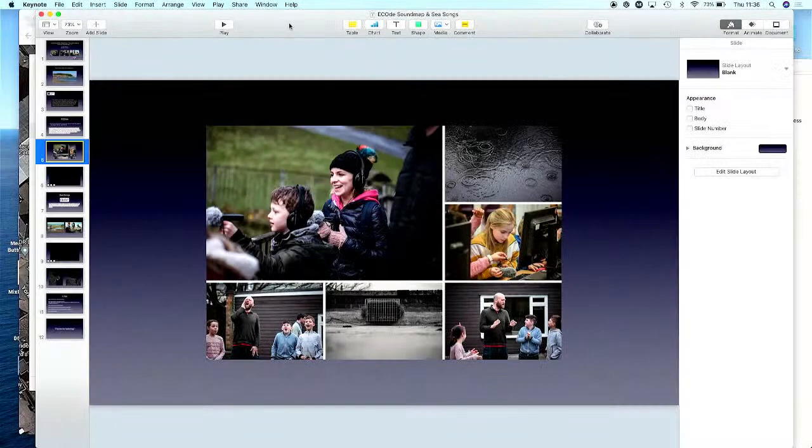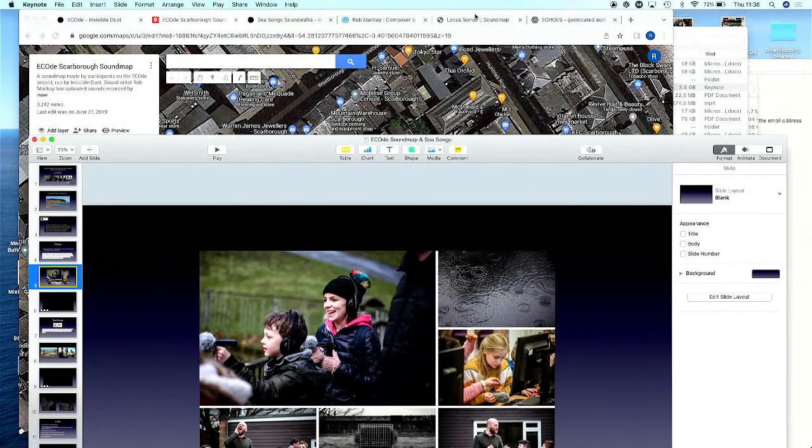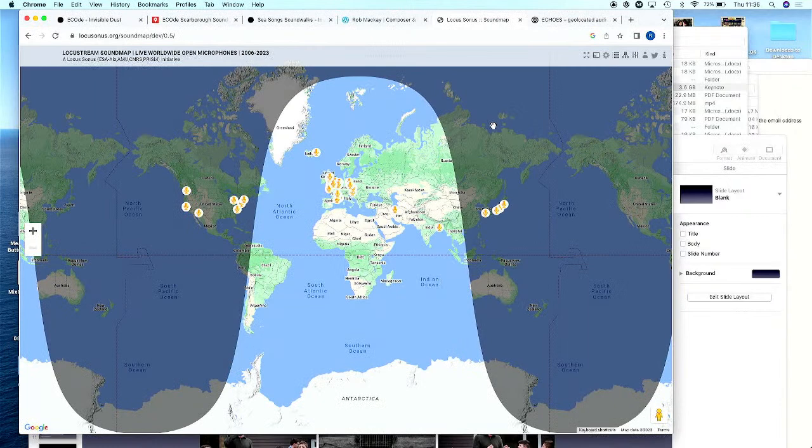And then we're using the Locus Sonus sound map. The Locus Sonus project has been running since 2006, and it's run in collaboration with the art school in Aix-en-Provence in the south of France, and the University of Marseille. So again, this is an open source project. Anyone can use this, and all of the dots on here are live streams from all around the world, which is just so cool.